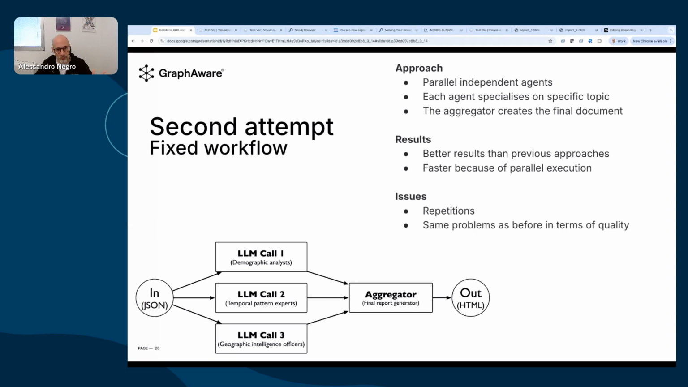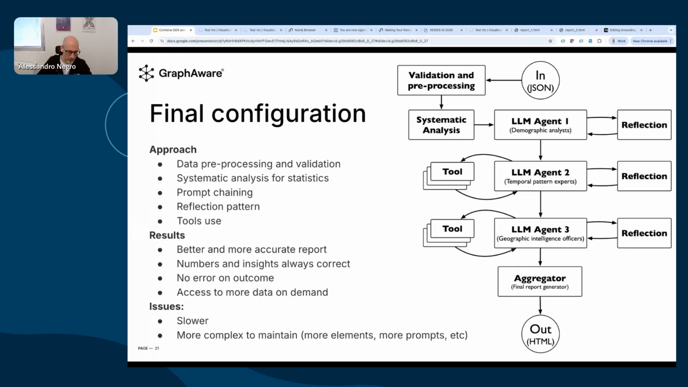So I would like to spare you from following the entire process, but the basic idea of the final configuration is this one. So we did a lot of changes, as you can notice, in the meantime. So first of all, we introduced a data pre-processing and validation process, where we literally control not only the quality of the JSON, but also perform some basic operations like organizing the crimes by grouping them by year, month, and by date. This avoids the LLM having to compute it all the time.